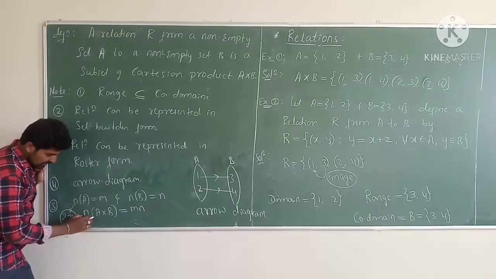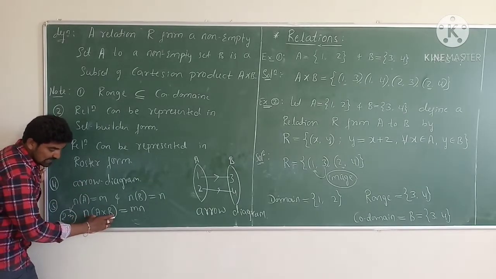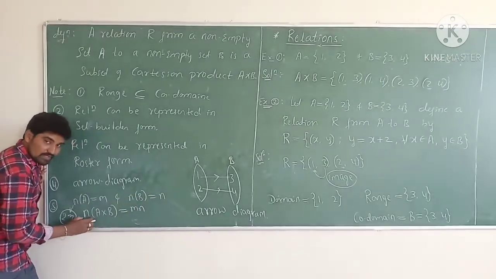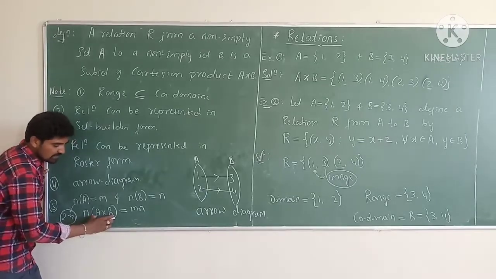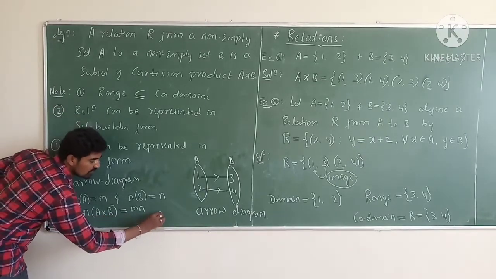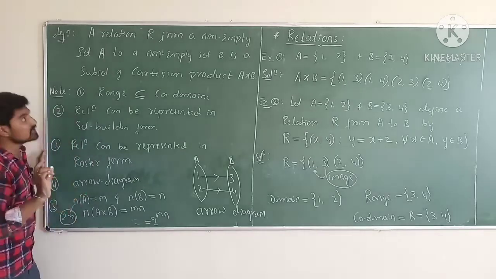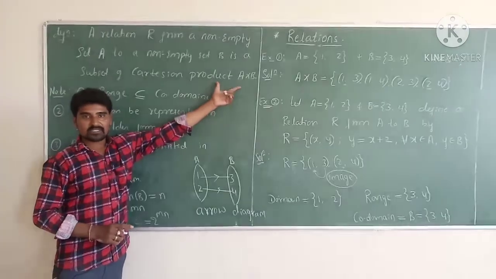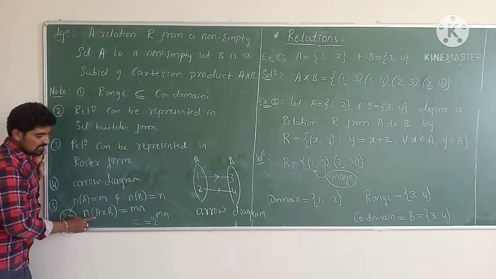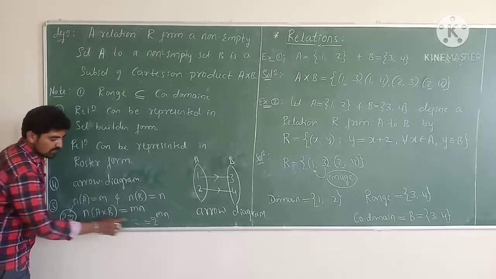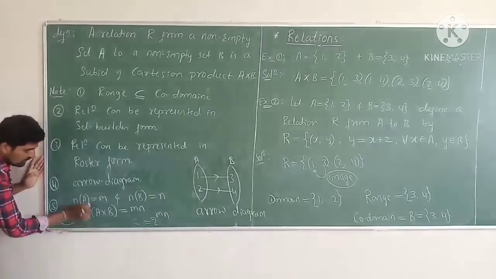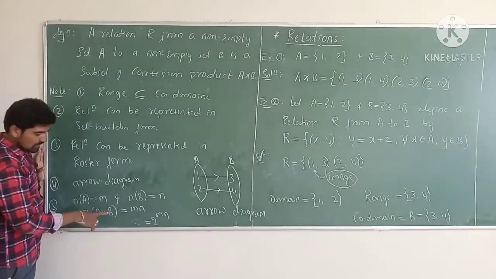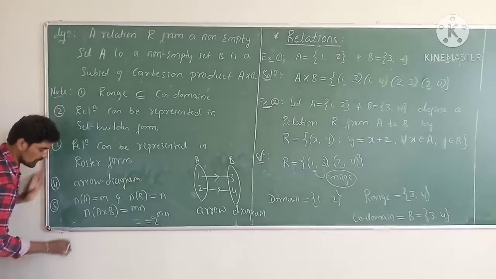So in a similar way, the number of elements present in set A cross B is mn. Hence we may write the number of subsets for the set A cross B is equal to 2 raised to mn. And as you know, a relation is nothing but a subset of the Cartesian product. If the number of subsets for the set A cross B is 2 raised to mn, then we may write the number of relations from set A to set B is also equal to 2 raised to mn.